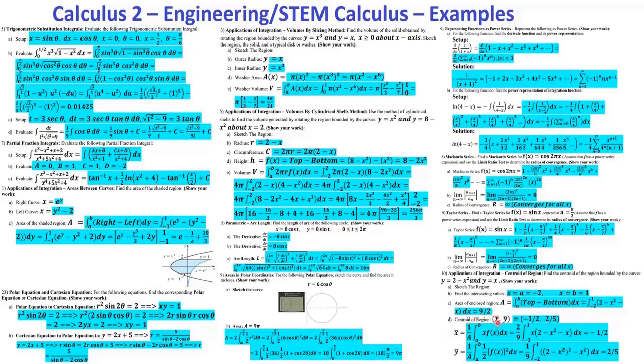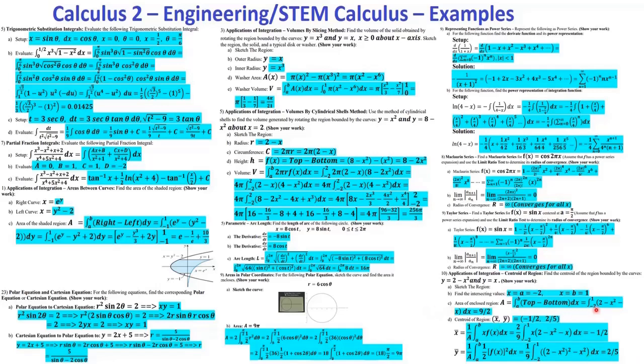So then the centroid of the region is x bar, y bar. To find the x bar, it is 1 over A, the integral from a to b of x f of x dx, which is 2 over 9 times the integral from minus 2 to 1. You integrate this, you get minus 1 over 2. Y bar is 1 over A, the integral from a to b of 1 over 2 f of x squared dx, which will end up with 2 over 5.